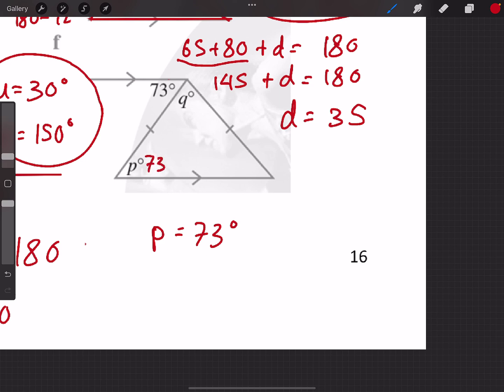Now this is 73 degrees. What kind of triangle is this that has two lengths that are the same? These two lengths are the same. This is an isosceles triangle. Therefore, this angle must equal this angle, 73 degrees.